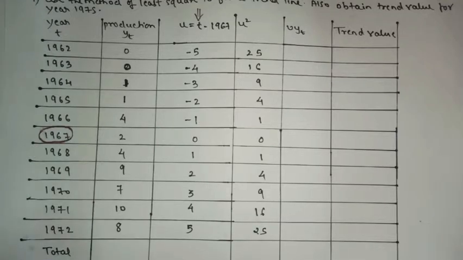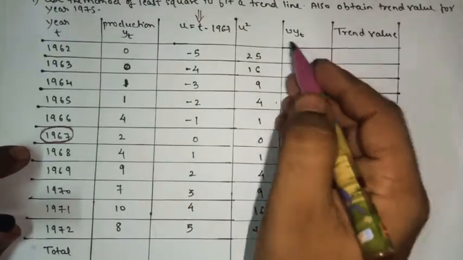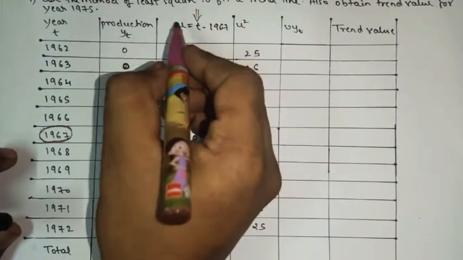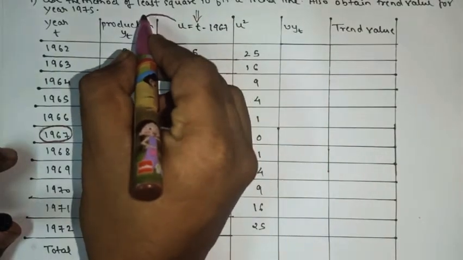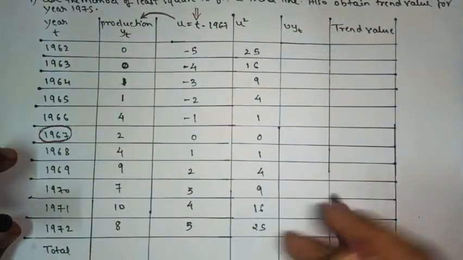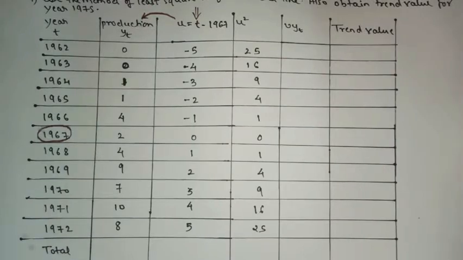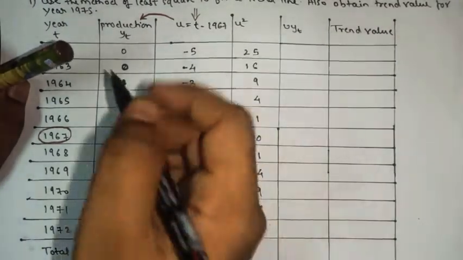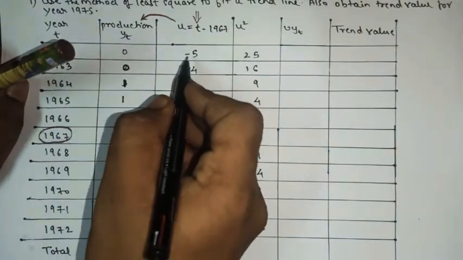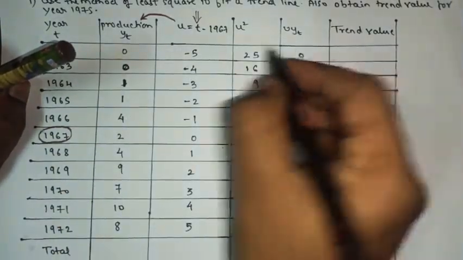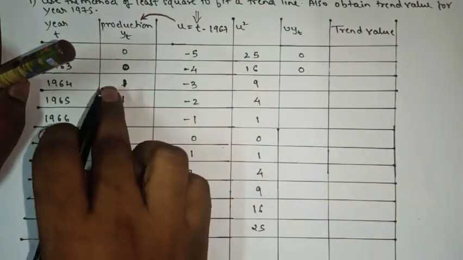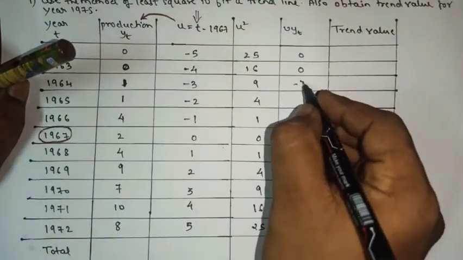Okay, after this, you will multiply u and yt. Which two columns? U and yt, to get the fifth column. Okay, so we'll start multiplying. When you multiply 0 into minus 5, you will get 0. 0 into minus 4, you will get 0. 1 into minus 3, minus 3.